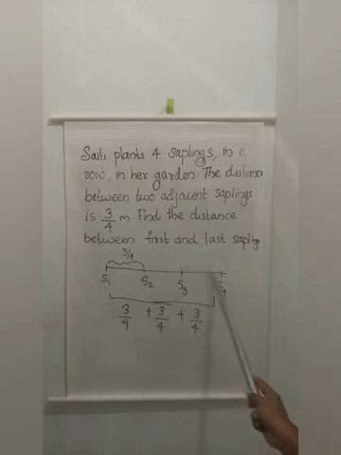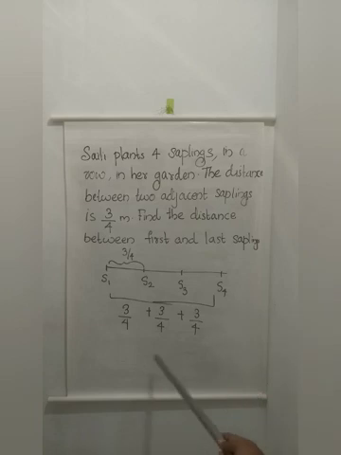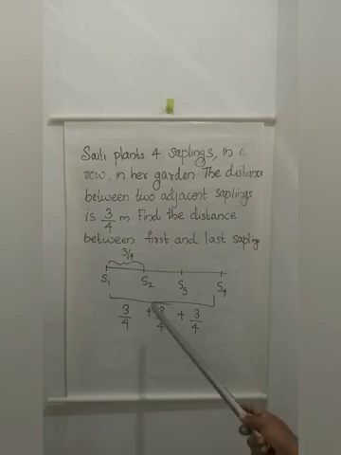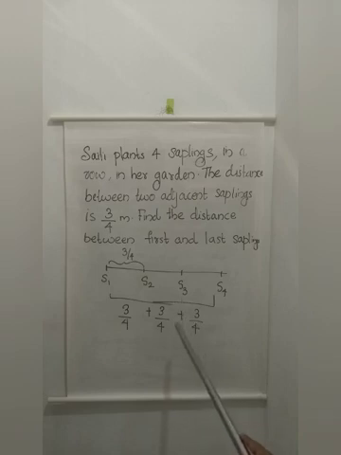What does it mean? We are adding 3 by 4. How many times? 3 times. You know, multiplication is repeated addition. So applying that here, what are we adding? 3 by 4. How many times are we adding? 3. That means 3 into 3 by 4.